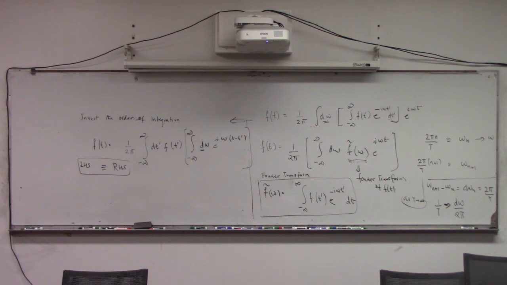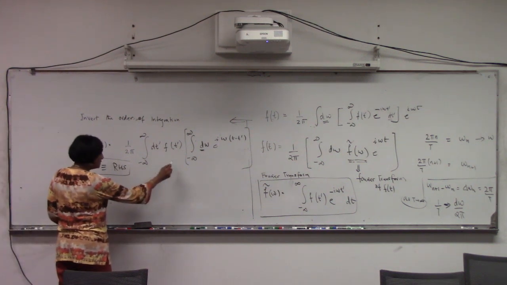Means the Dirac delta function. Which one? Delta of t minus t prime. So what should be the Dirac delta function? I mean, delta of t minus t prime, and the whole integration. So I get a definition of the Dirac delta function.